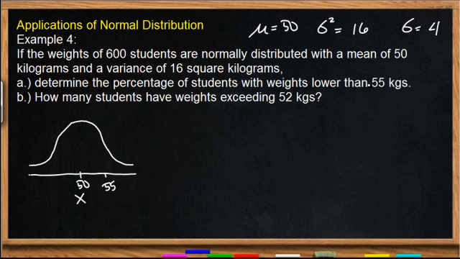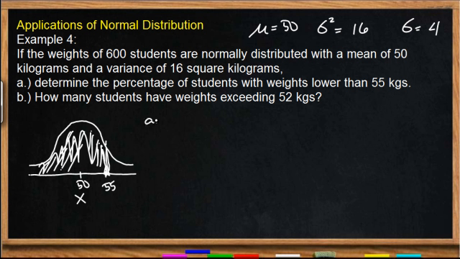So percentage is actually just probability in percent form. So what percent of the students weigh lower than 55 kilograms? Lower means this region, the area. And of course, we cannot solve this directly because it is not standard. So we convert it to a standard variable, z form, the z score, since x is 55.